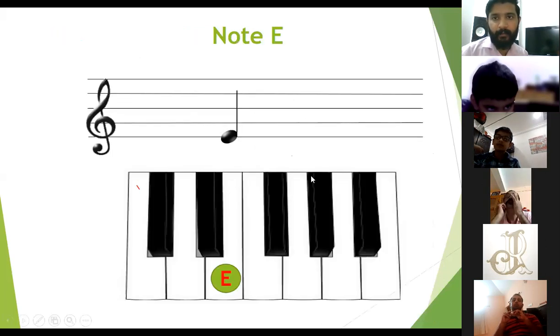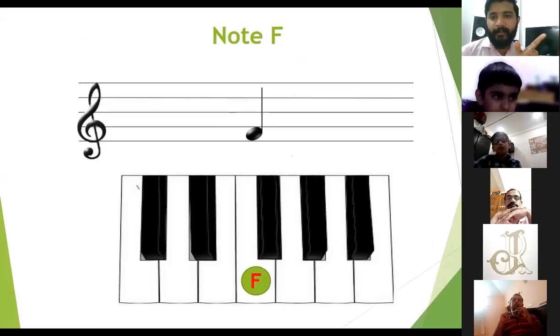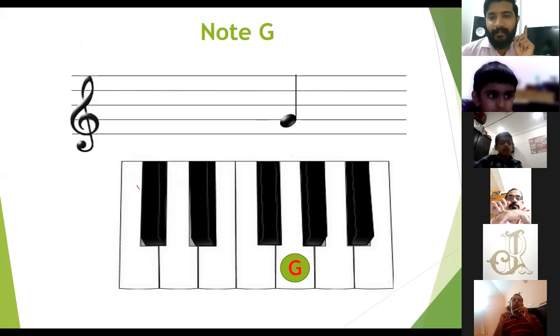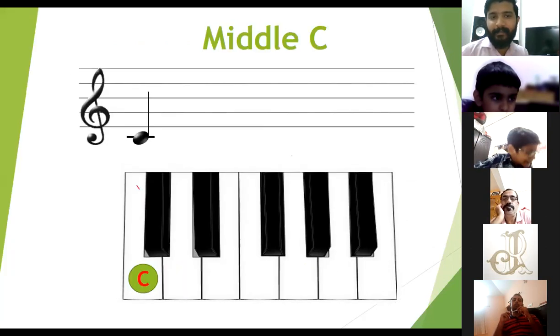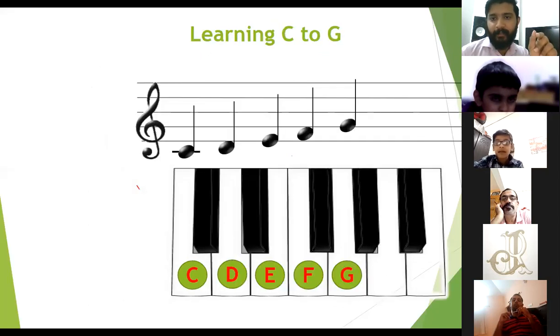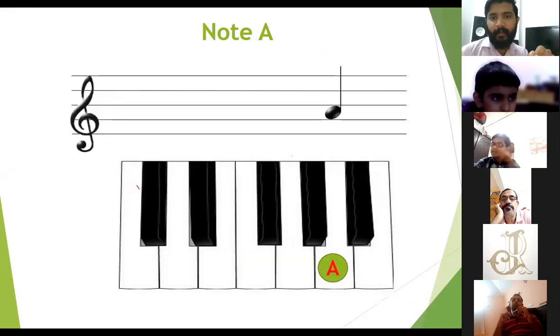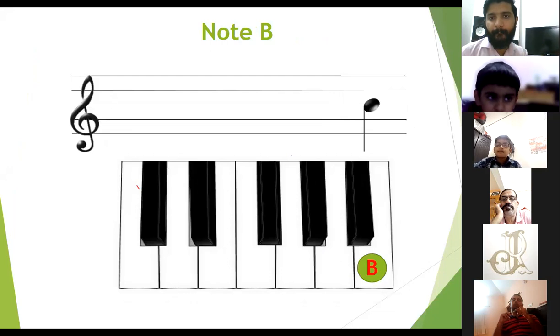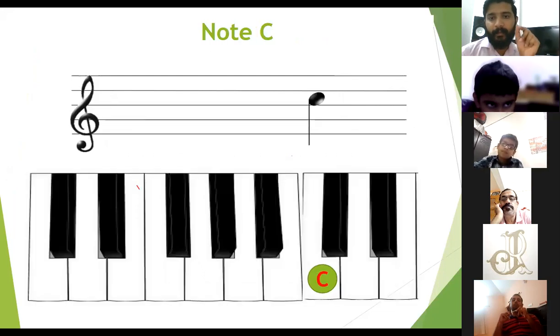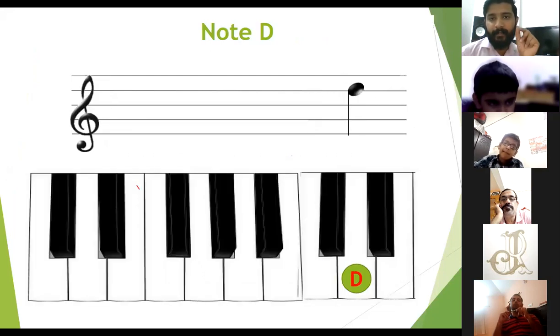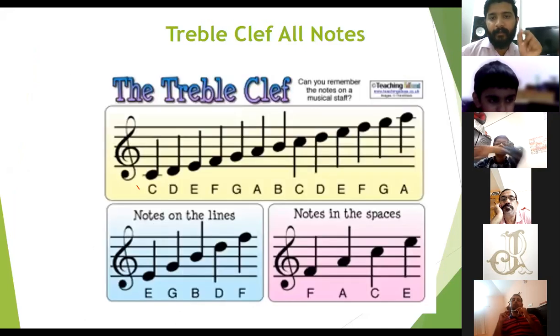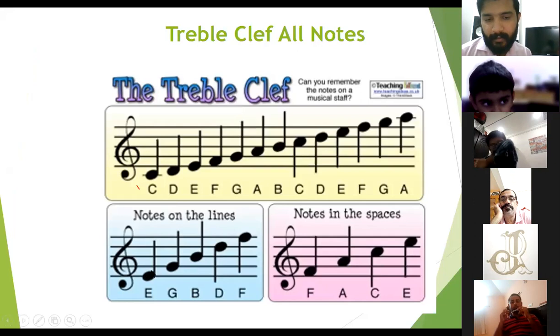Okay, let's go forward. So let me just explain to you. E on the first line, F on the first space, G on the second line, D and C below the 5 lines, but C is having an extra line, right? C, D, E, F, G. Then A on the second space, B on the third line, C on the third space, D on the fourth line, and so forth. So we have learned the shortcuts also last week. So an easy way to remember it.